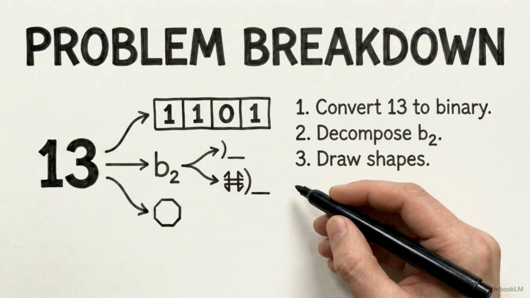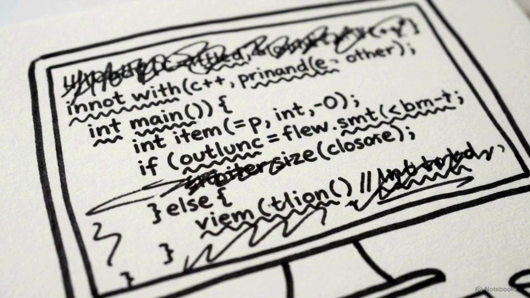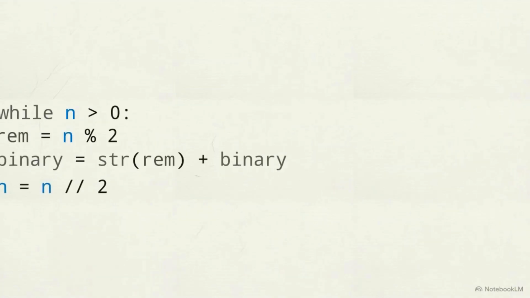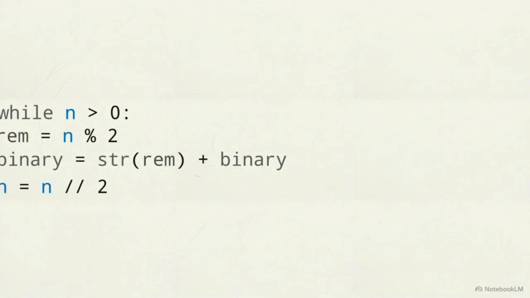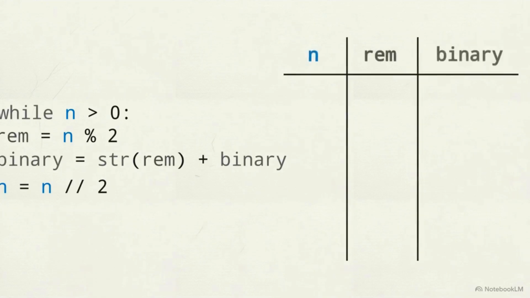Breaking a problem into plain English steps strips away distractions. It allows you to focus purely on the logical flow before you ever have to worry about missing semicolons or specific language syntax. Here is a split view showing how English logic maps directly into a standard while loop. On the left, we have our code structure using variables for number, remainder, and string. On the right, we have an empty dry run table to track those variables.